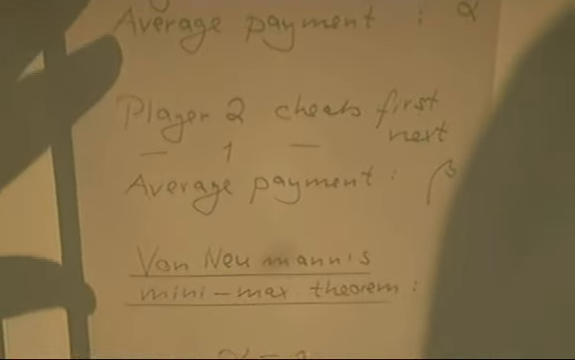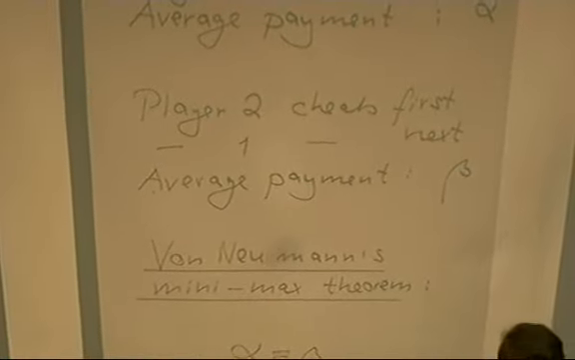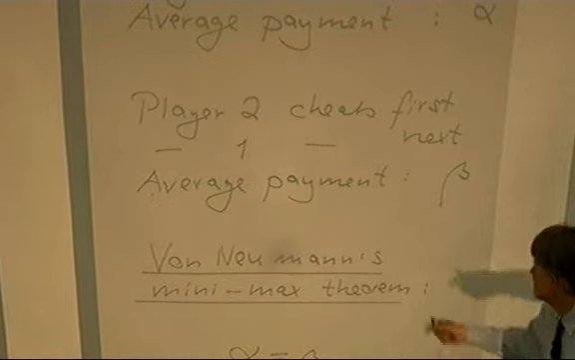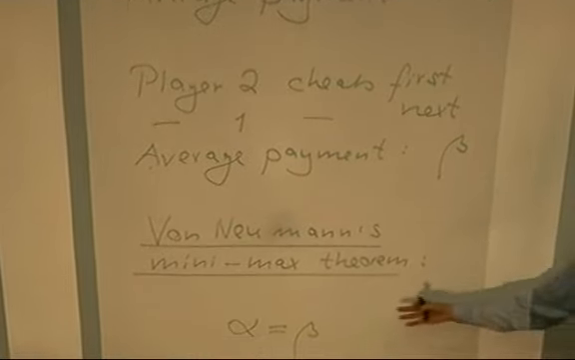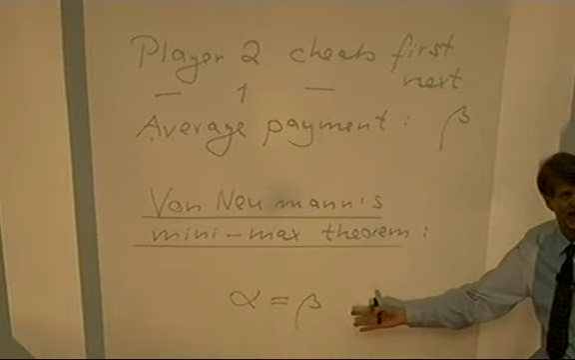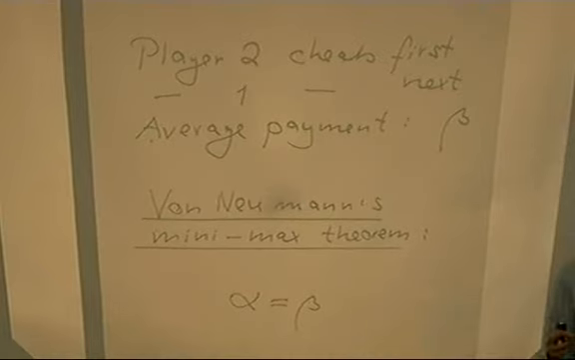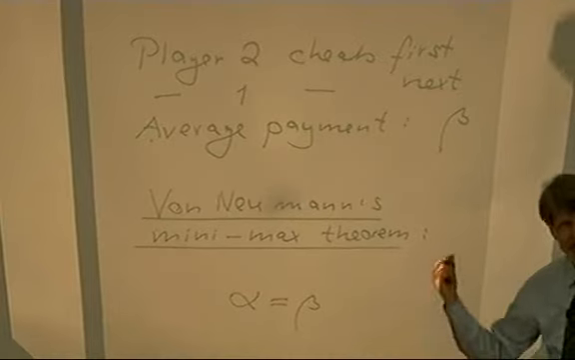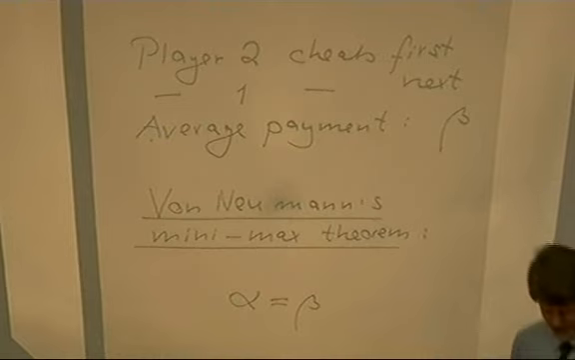Well, von Neumann's famous theorem says that it doesn't matter. It doesn't matter who cheats first. The outcome will be the same, provided, of course, that both play optimally. And I'm going to prove this now using this little thing about matrices.